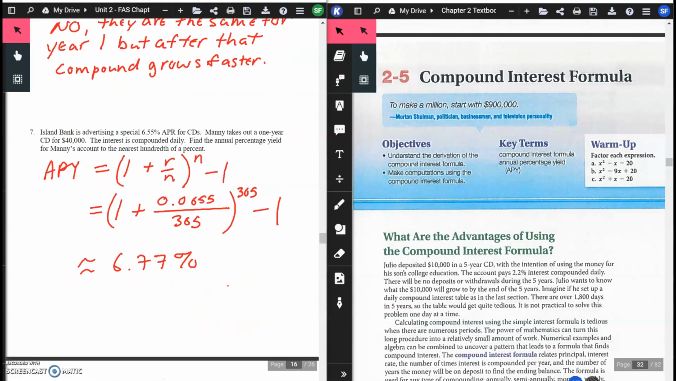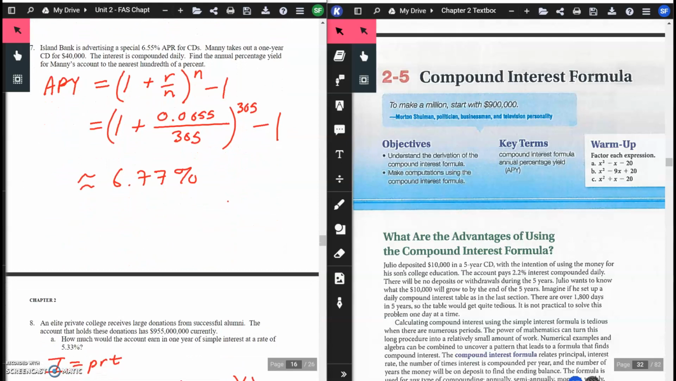Number 7. It says Island Bank is advertising a special 6.55% APR for CDs. Manny takes out a 1-year CD for $40,000. The interest is compounded daily. Find the annual percentage yield from Manny's account to the nearest hundredth of a percent.